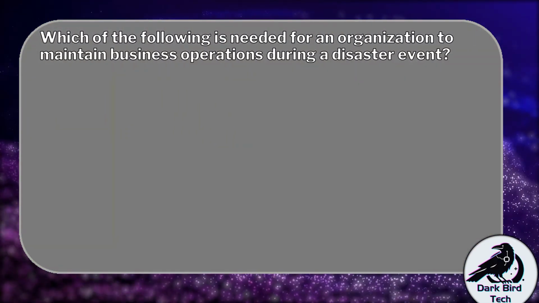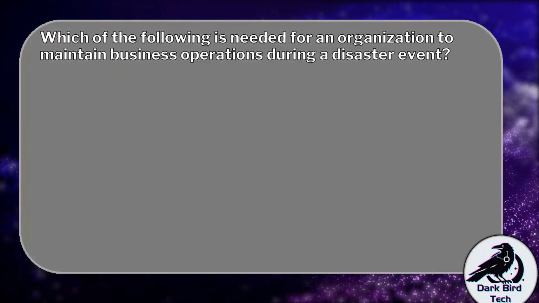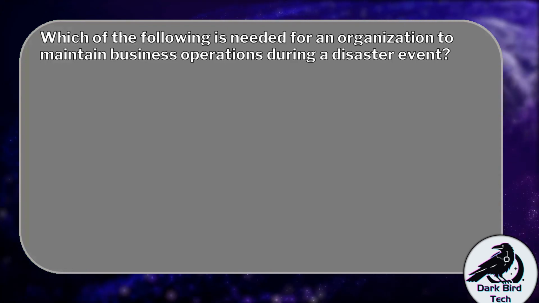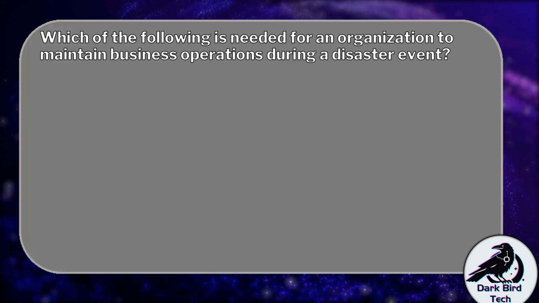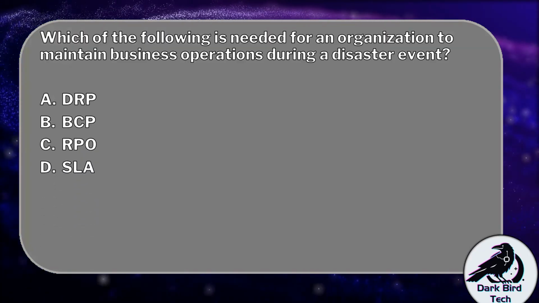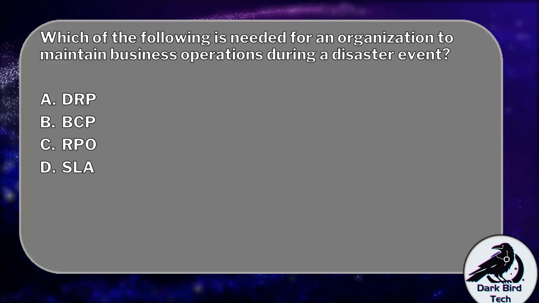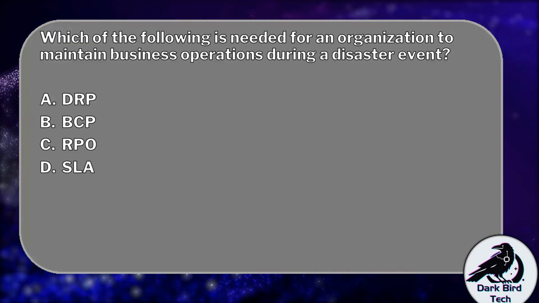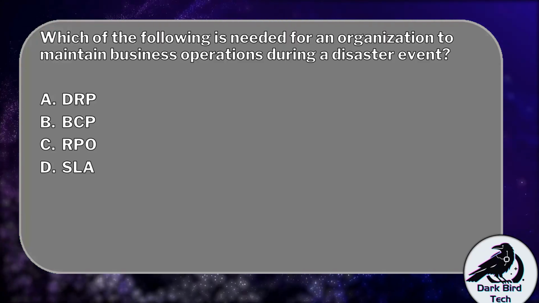Our next question is, which of the following is needed for an organization to maintain business operations during a disaster event? I'm going to give you a chance to think about the options you want to see here. Pause if you want to. But our options are A, a DRP or disaster recovery plan, B, a business continuity plan, C, an RPO or recovery point objective, and D, an SLA.